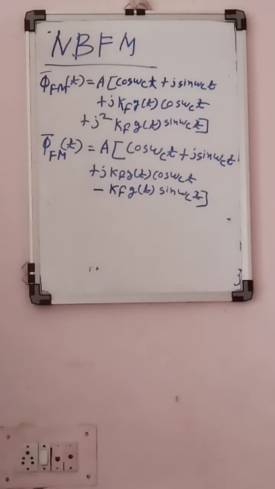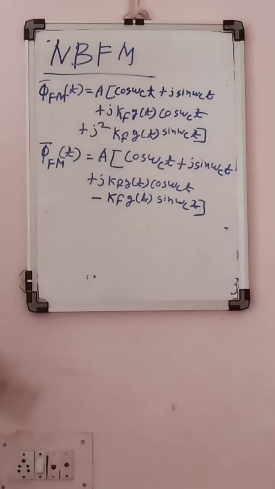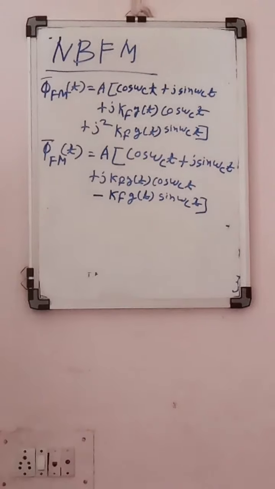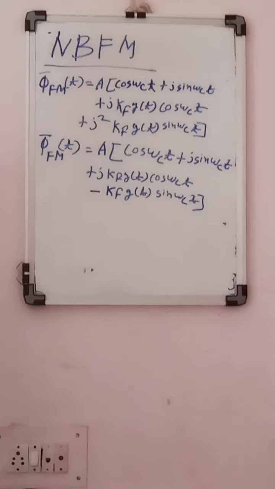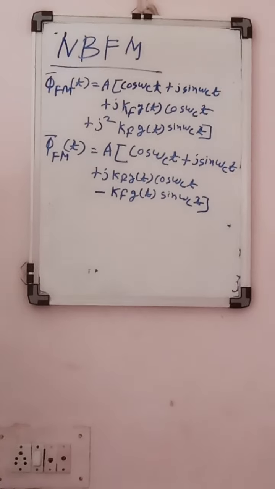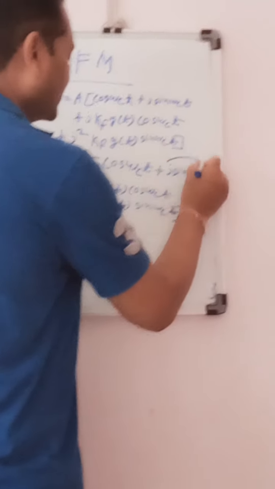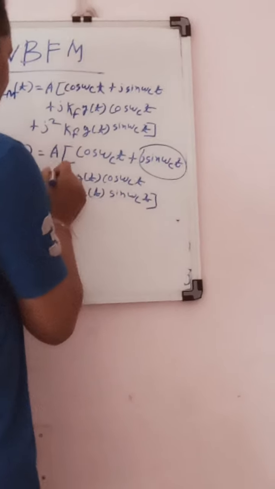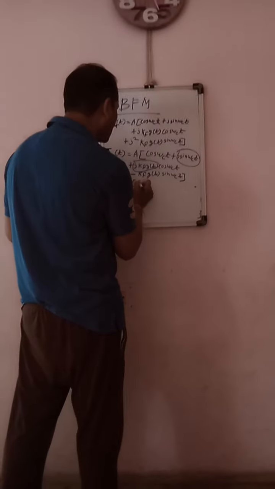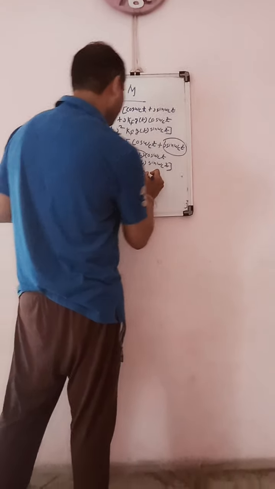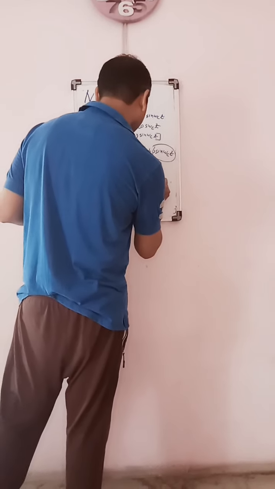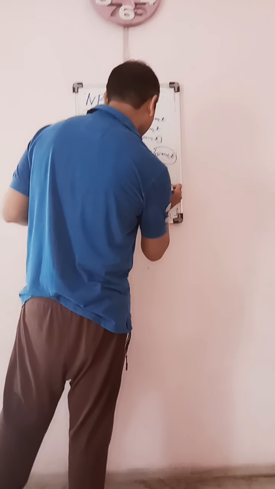Now you have to understand that for this phasor of FM we only consider the real part. So we will have to discard the imaginary part. It means wherever there is a j, we have to remove it and not take it into consideration. So now this expression will become a cos omega ct minus kfg(t) sin omega ct.